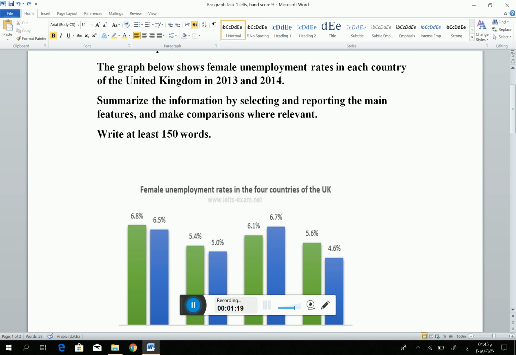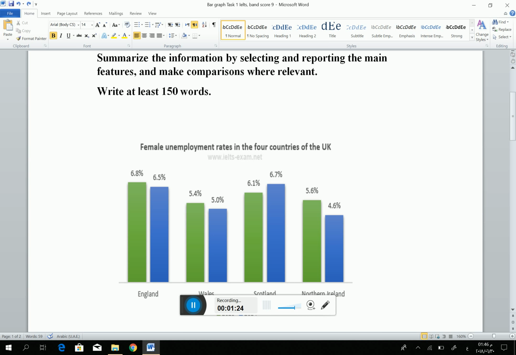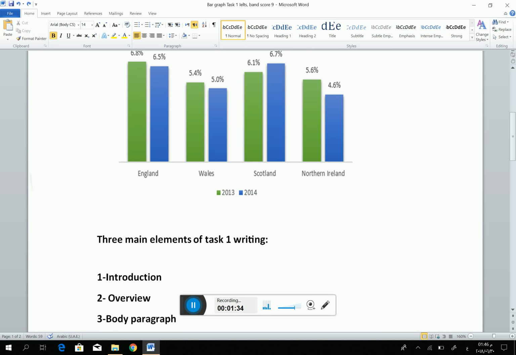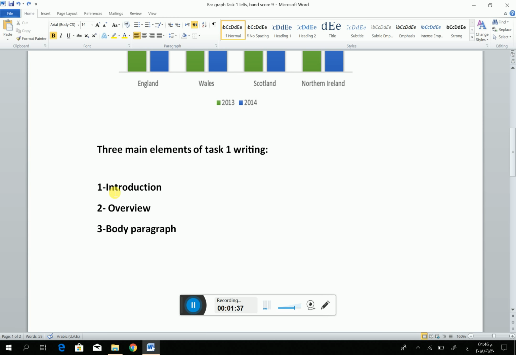Before you tackle this task, you have to understand that you have to deal with three main components if you want to achieve band score 9 in IELTS writing task 1. What are the three main components? These are the three main elements of task 1 writing. Number 1, you have to write a good introduction. Number 2, you have to write an overview. Number 3, you have to start writing body paragraphs.